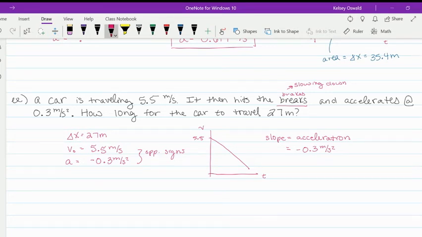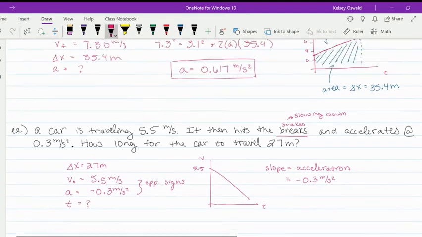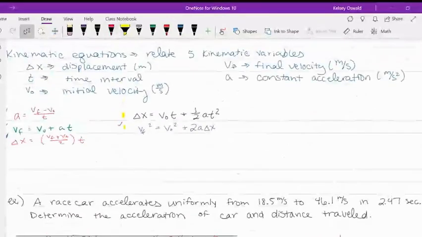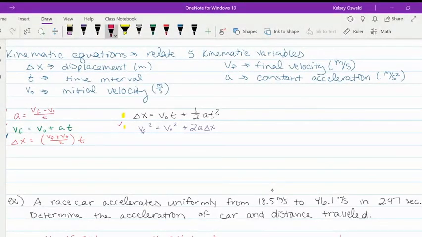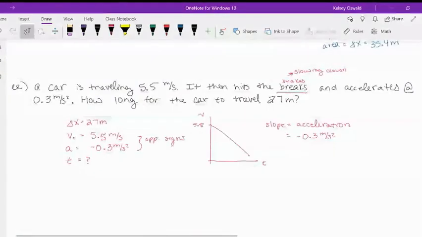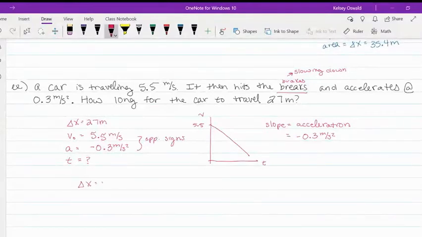All right, so then our goal is to see how long. So we're trying to find our time. So we want to see what equation has displacement, initial velocity, acceleration, and time. And when we look at our options, it's going to be this fourth equation. That displacement is equal to initial velocity times time plus 1/2 at squared.